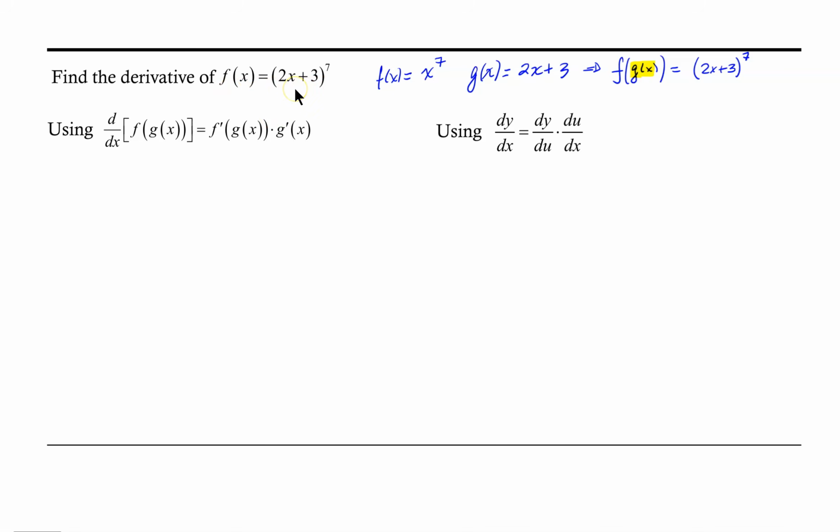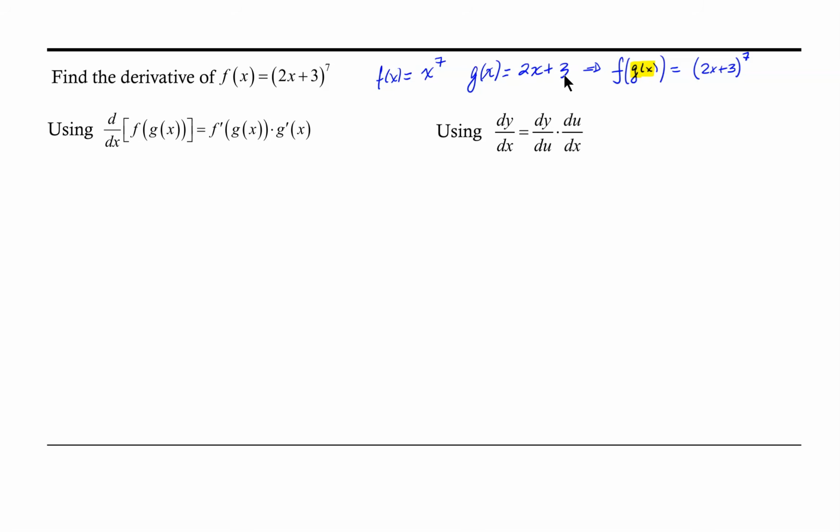and yes, that does match the original function we were asked to find the derivative of. So we are convinced that using f of x equal to x to the 7th power and g of x being 2x plus 3 is a reasonable thing to do.